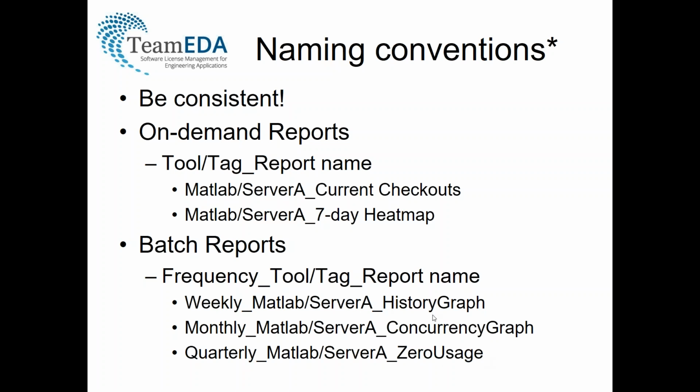The report name is here, the tool and tag name is here, and then the frequency of the report is here. I think this represents best practices, but you may want to have it listed by the tool name, the report name, and then the frequency. It's totally up to you, but just pick something and stay with it. Be consistent.